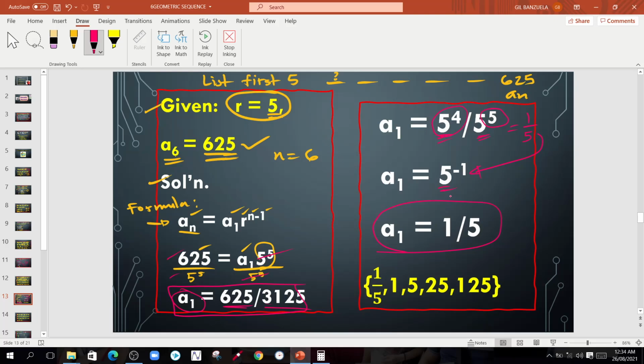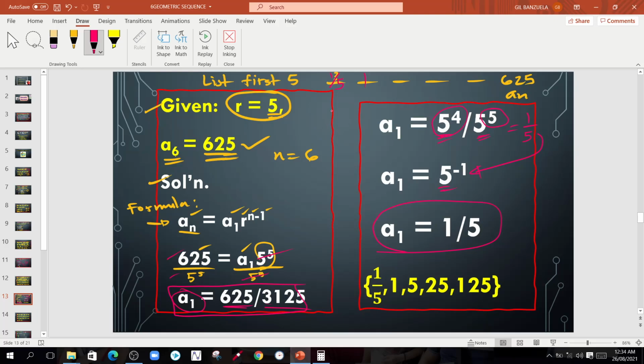So, ililist down na natin. Kung yung first element natin, guys, ay 1/5. So, ito na yung 1/5. Ayan. So, sabi natin, para makuha natin yung second element, based on the definition of geometric progression or sequence, i-multiply daw natin yung common ratio. O, naalala nyo ba yun? O, di-multiply natin 1/5 times 5. That is equal to 1.